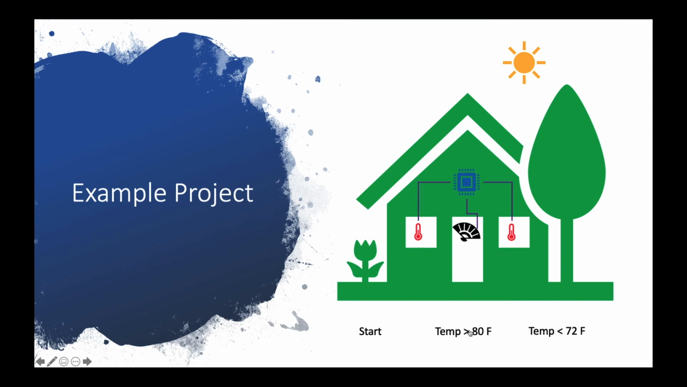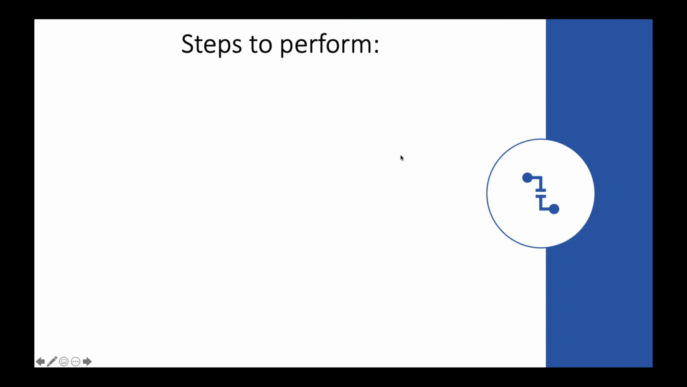If the temperature hits 80 degrees, then you want to turn on the fan. And if the temperature is below 72 degrees, then you don't want to turn on the fan. You just want to turn the fan off. So all these tasks should be done automatically with the help of the Arduino board and sensors, right? Now let's see what steps you need to take in order to implement this project.